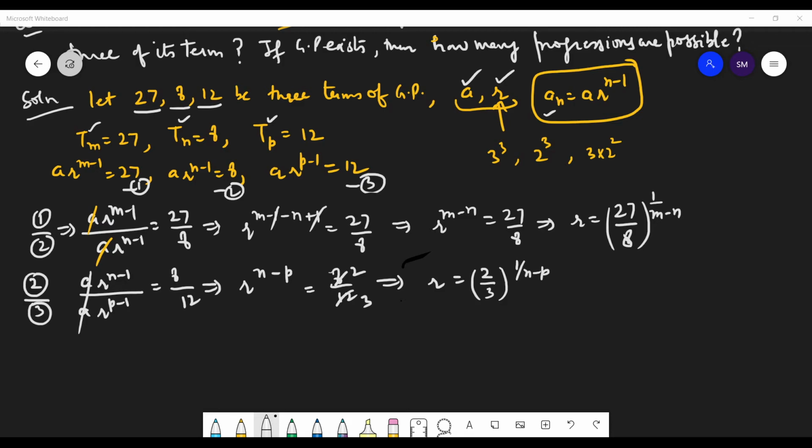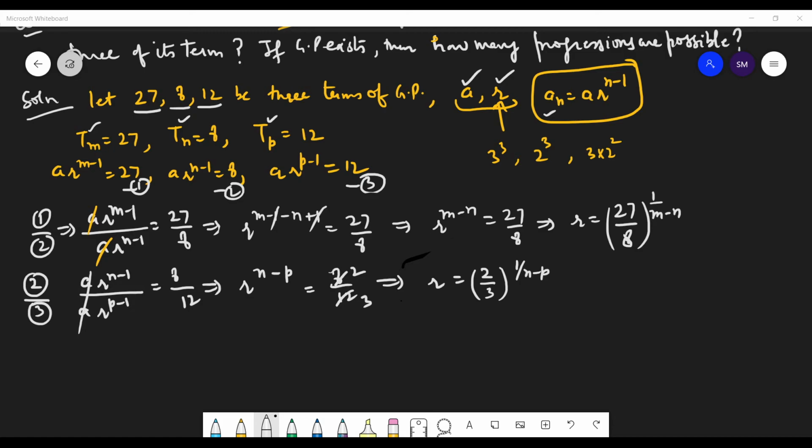So what do you get? 3 raised to the power m minus n into n minus p into 3n minus 3p plus m minus n is equal to 2 raised to the power n minus p into m minus n into m minus n plus 3n minus 3p.